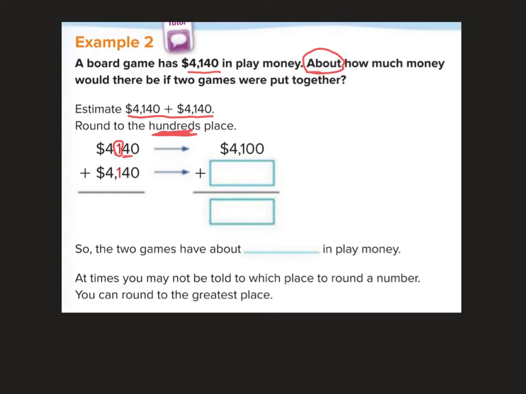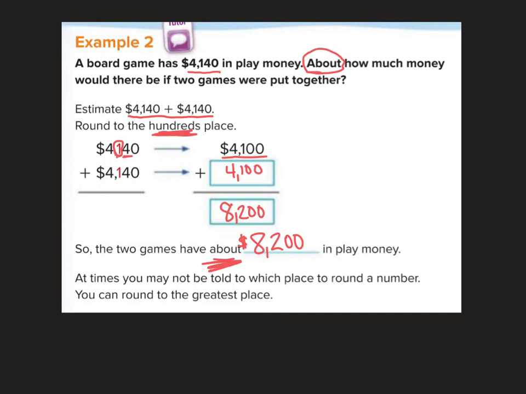The tens place is 4 or less, so we're going to keep our hundreds place the same, so it's going to round to 4,100. And it's the same number, so we're rounding them the same, 4,100. If I double this, if I add them together, I would get 8,200. So the two games have about $8,200. Don't forget your dollar symbol in play money.